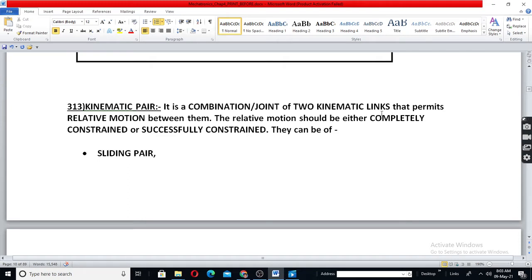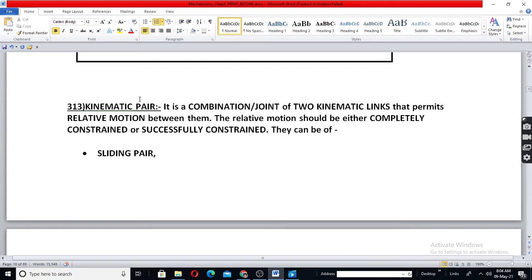Completely constrained means the motion should be according to the desired one. Motion should be directed as per the designer. Successfully means at least 90%, 95%. For example, in a belt drive, there is slight slack in the belt, but it is okay.